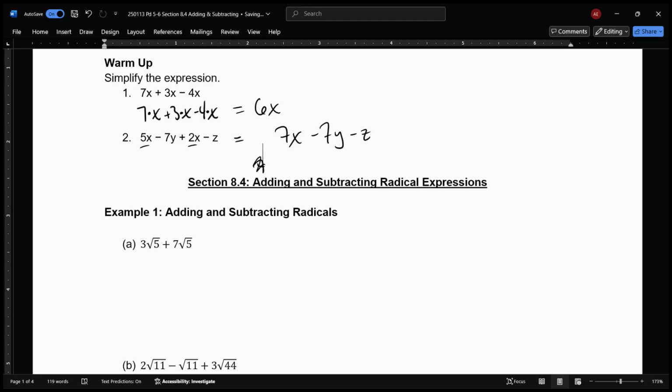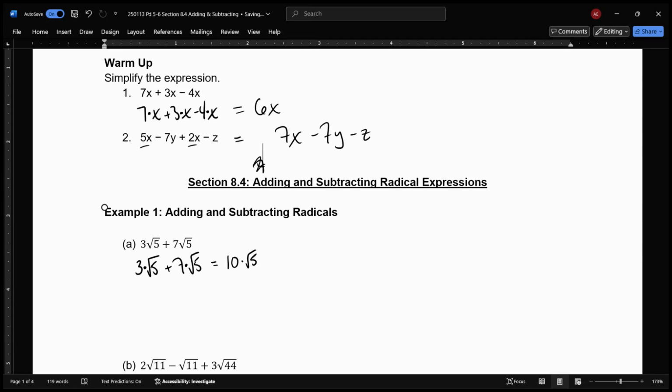Anyway, these, because we are saying, right, 3 times the square root of 5 plus 7 times the square root of 5, that's why they're like terms, and we'll have 3 plus 7 is 10 times the square root of 5.